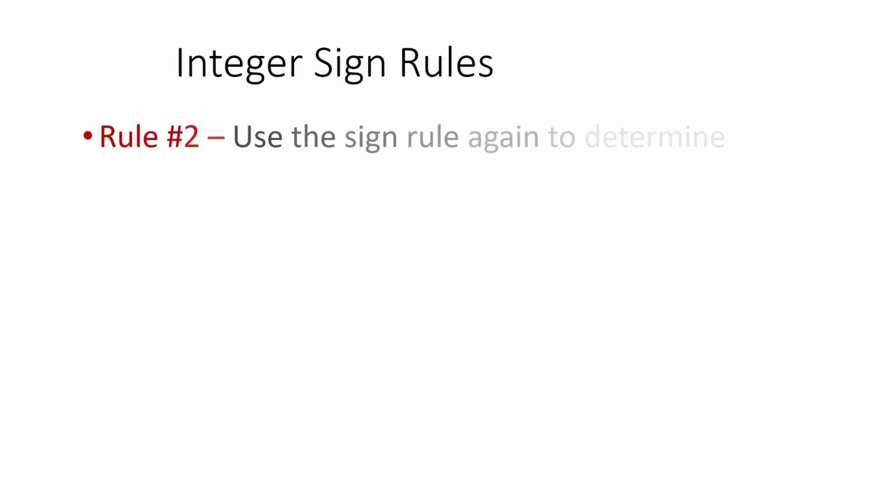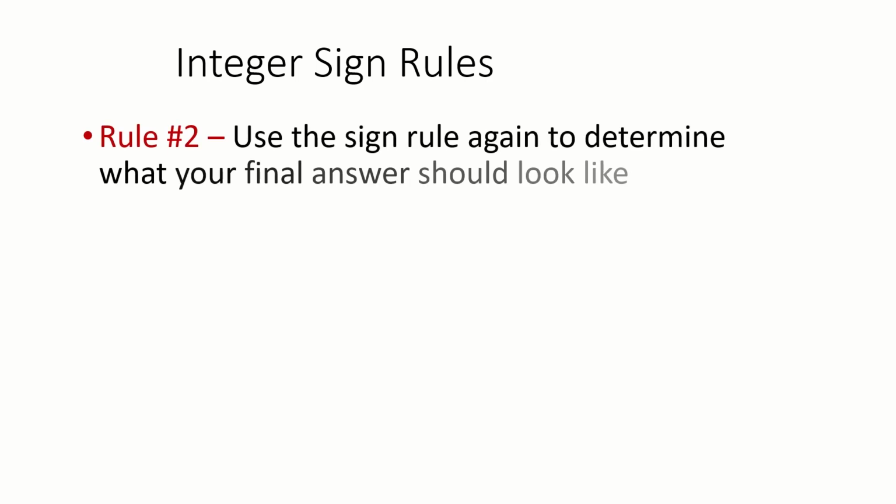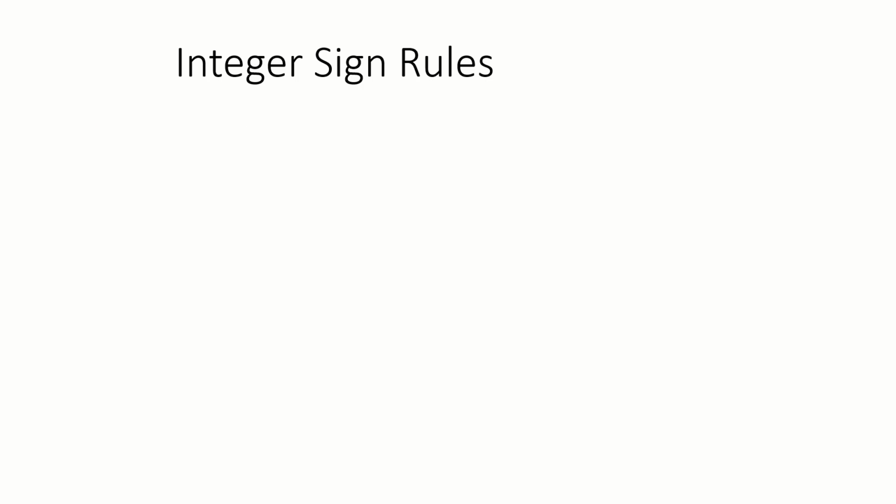The second rule is to use the sign rule again to determine what your answer should look like. So negative 7 minus 2. Okay, should we add or should we subtract? We will add, because negative times negative is positive. So we'll say 7 plus 2 is 9. Now hold on, this is not the final answer.